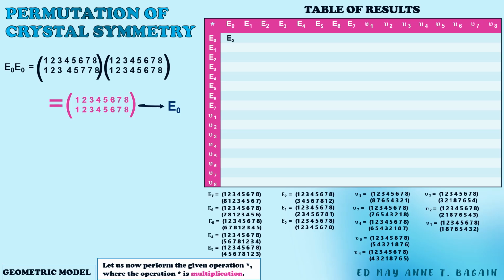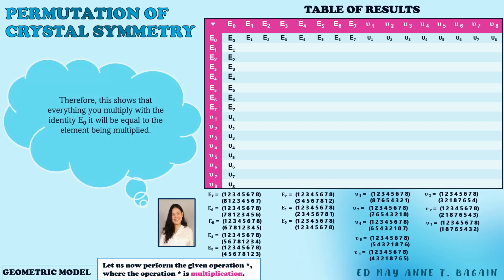the element itself. That is why for this one, we can see that the table for this is this one. Therefore, this shows that everything you multiply with the identity epsilon sub 0 will be equal to the element being multiplied. So epsilon sub 0 star epsilon sub 1 is still the same. So let's start with epsilon sub 1 times epsilon sub 1. So let's check.